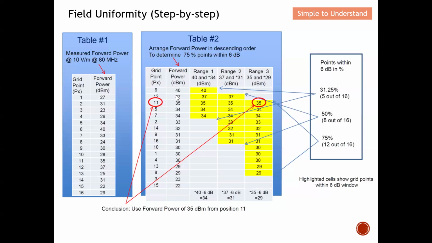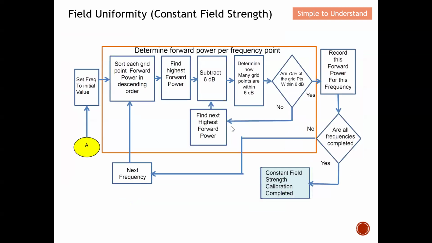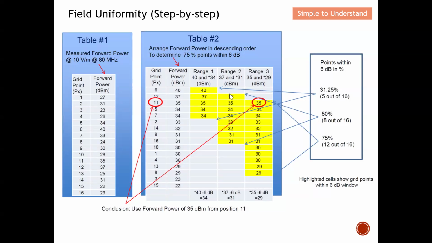So next I fall onto the second one. If you still remember the flow chart, I can't make it. So next I find the next highest, which is 37. Again, I minus 6, so it will be 31 over here. From here to here, I actually have 8 out of 16, which is 50%. This cannot meet my criteria of 75%.